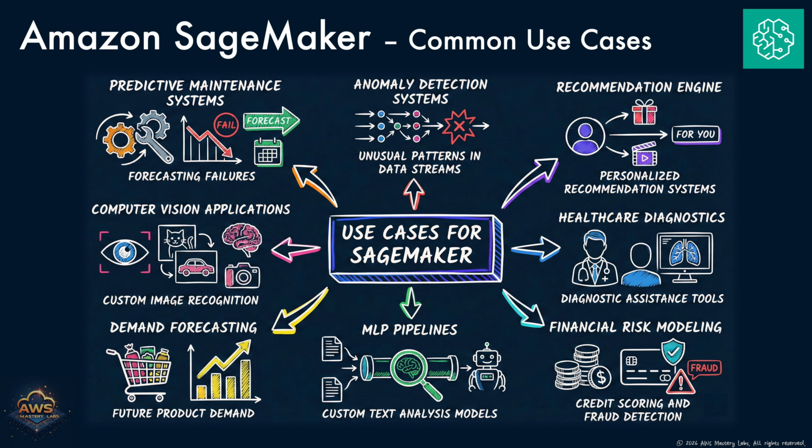Finally, anomaly detection systems built with SageMaker can sift through massive data streams in real time, flagging unusual patterns that could indicate anything from cybersecurity threats to equipment malfunctions or financial anomalies.